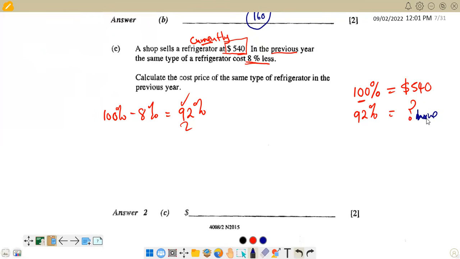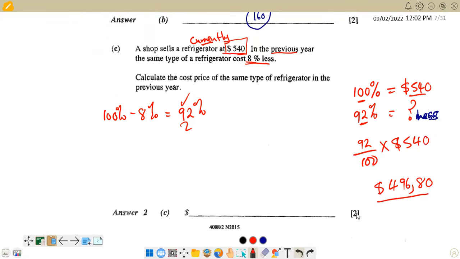As we can see, this one is less, not more. So we are going to have 92 over 100, since this is lesser, times the price now that we are given, $540. If you multiply, guys, like I said, this is paper 2, we are going to obtain $496.80. It is money, so it has 2 digits after the decimal.